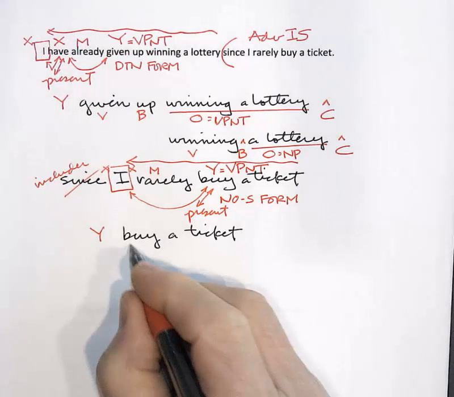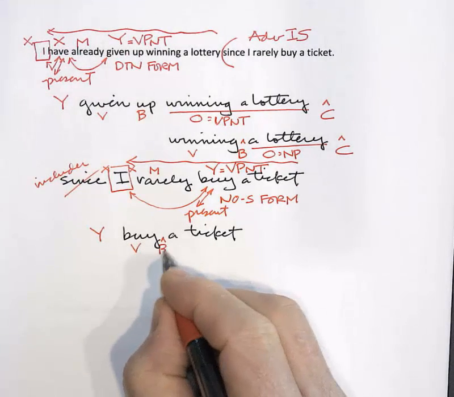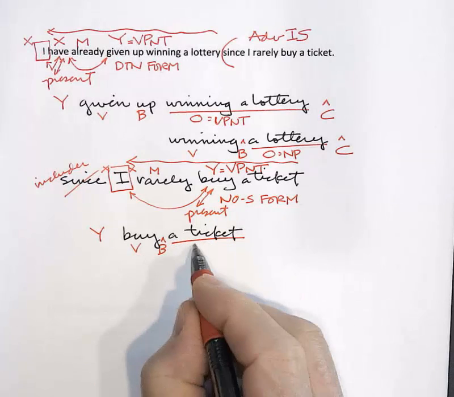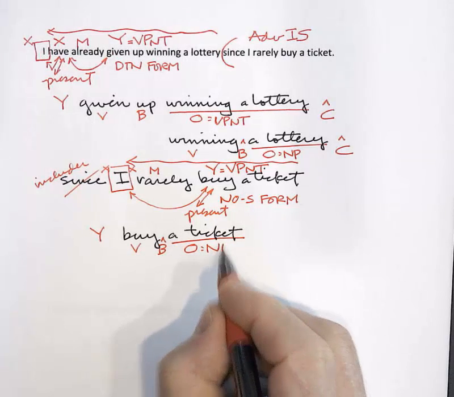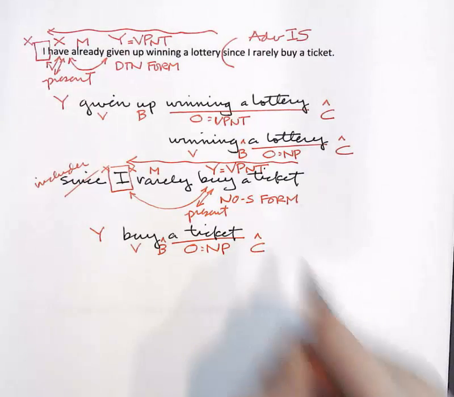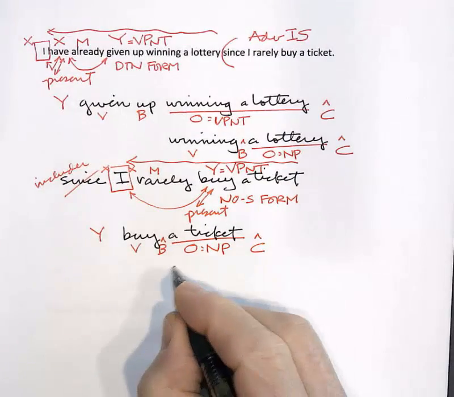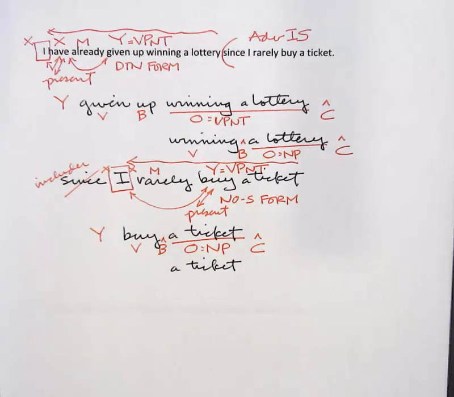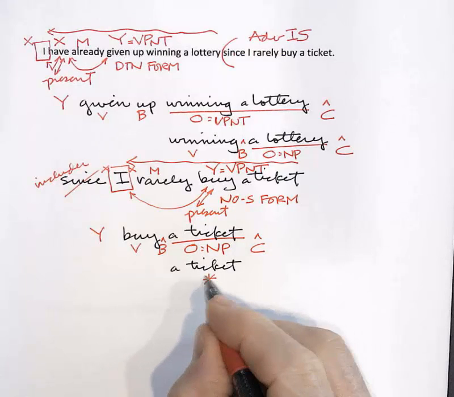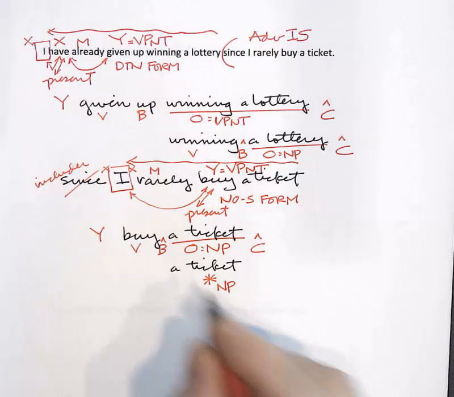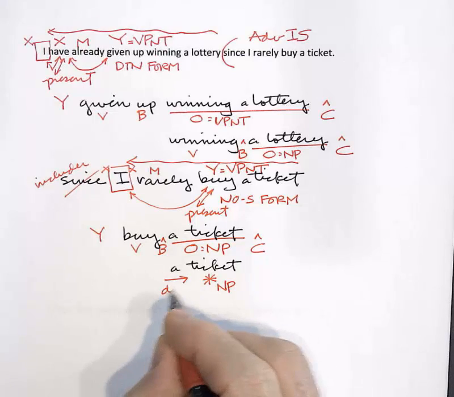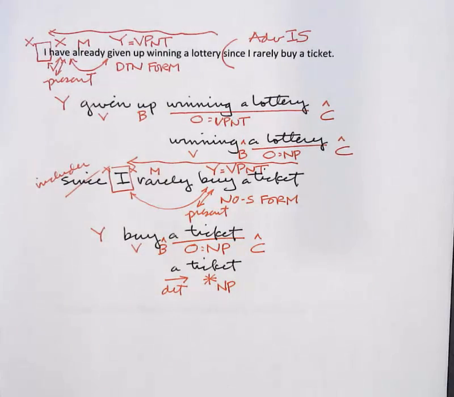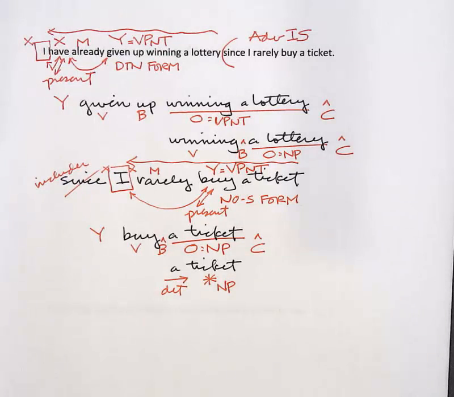And buy is the verb. The particle place is empty. A ticket is the object. It's a noun phrase. Complement place is empty. And last, a ticket. Ticket is the noun phrase head. And the determiner. There's our sentence. And we have, I think, just a few short ones left to go.